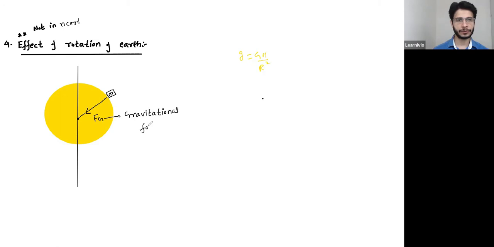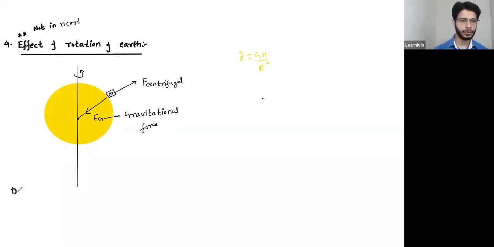This is gravitational force. But once this Earth starts rotating, due to rotation of Earth, a centrifugal force will act on the body in a direction away from the center. A centrifugal force will act on the body away from the center of the Earth. So due to centrifugal force, the net gravitational force will decrease. The net acceleration due to gravity will decrease.